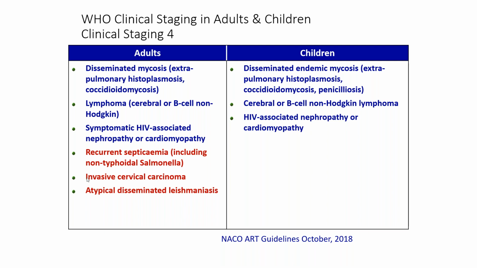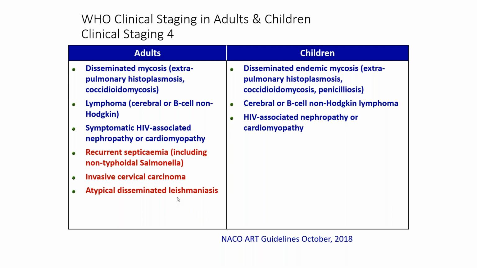HIV-associated nephropathy, cardiomyopathy, invasive cervical carcinomas, atypical disseminated leishmaniasis, all classify these patients as stage 4. Don't worry about this classification. It is available online. This I have taken from the NACO ART guidelines, which were published in October 2018. But this is available in the public domain in the WHO guidelines. They are freely available. If you want, you can access them.